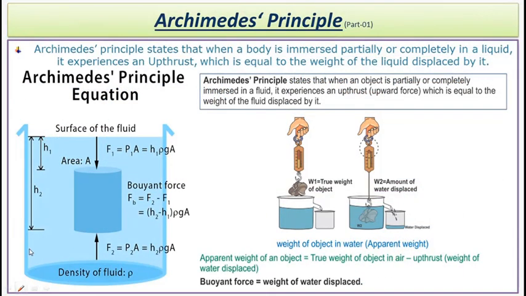The Archimedes Principle states that when a body is immersed partially or completely in a liquid, then it experiences an upthrust, which is equal to the weight of the liquid displaced by it. It means when we take any object and immerse it in a liquid, then it displaces a certain amount of liquid. The weight of that liquid which has been displaced by the immersed portion of the object is equal to the amount of buoyant force experienced by the body in the liquid. Let's understand more about this with a mathematical proof.